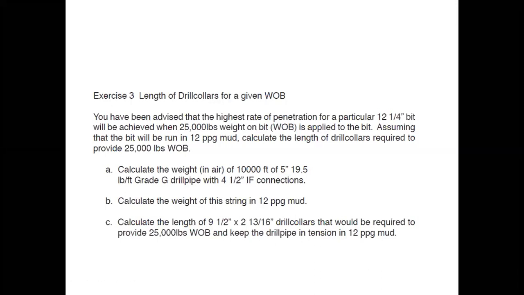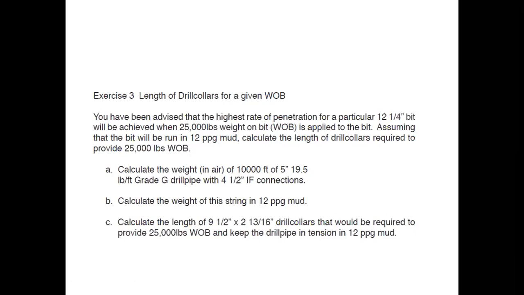But how many drill collars do we need in order to apply that? Assuming that the bit will be run in 12 ppg mud, the drilling fluid that will circulate. We are mentioning drilling fluid here because, as you know, there's a buoyancy factor. Buoyancy factor will reduce its weight, so we must mention the drilling fluid density, mud weight, which is 12 ppg. We need to calculate the length of drill collars required to provide 25,000 pounds of weight on the bit.